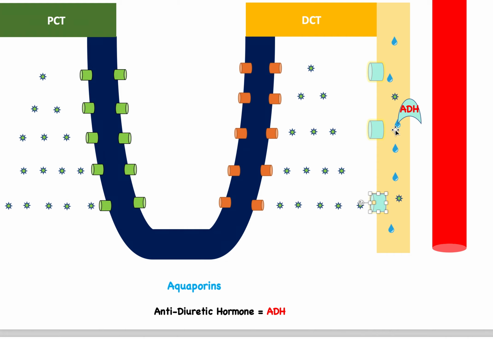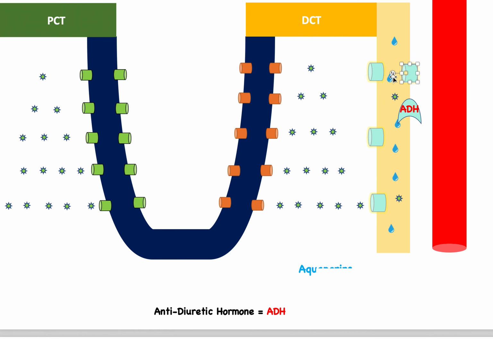So, guess what? If ADH comes, more of these are made. Now water can leave. And what does this mean if water leaves? This means water will leave the tubule and go into this space, or this space, anywhere outside this tubule, and it will be able to enter our bloodstream. Let me show you again here. Okay, so it can be on both sides. So it doesn't mean just this side.